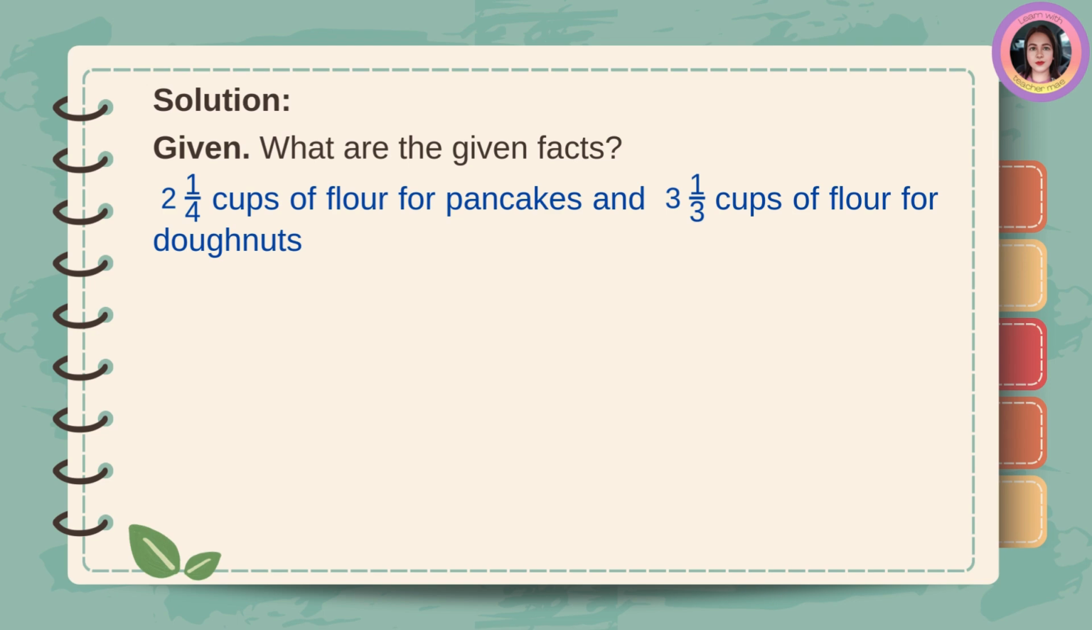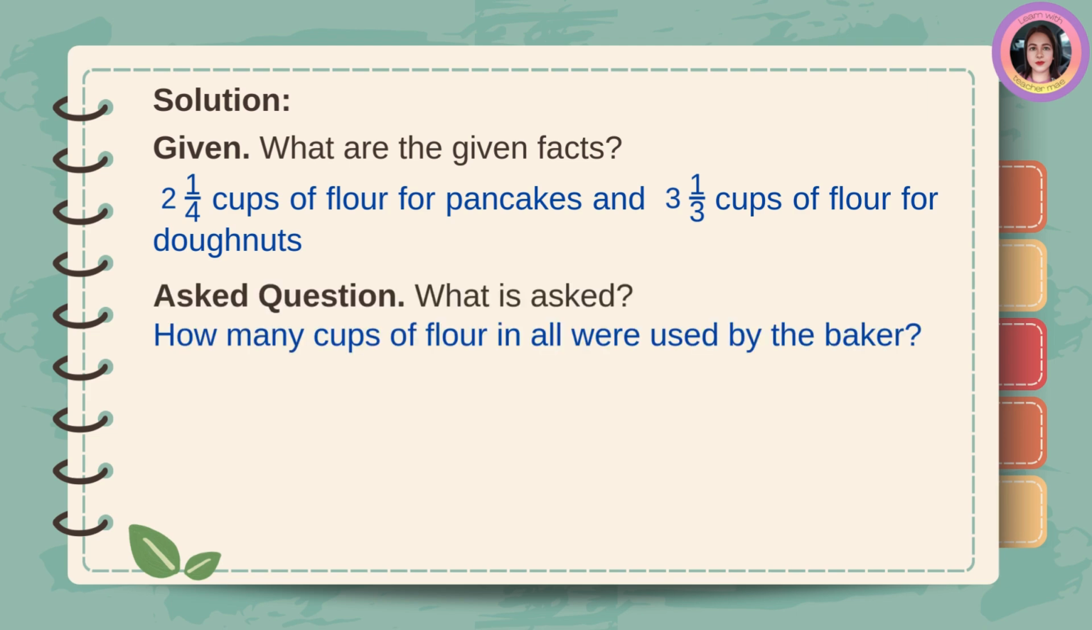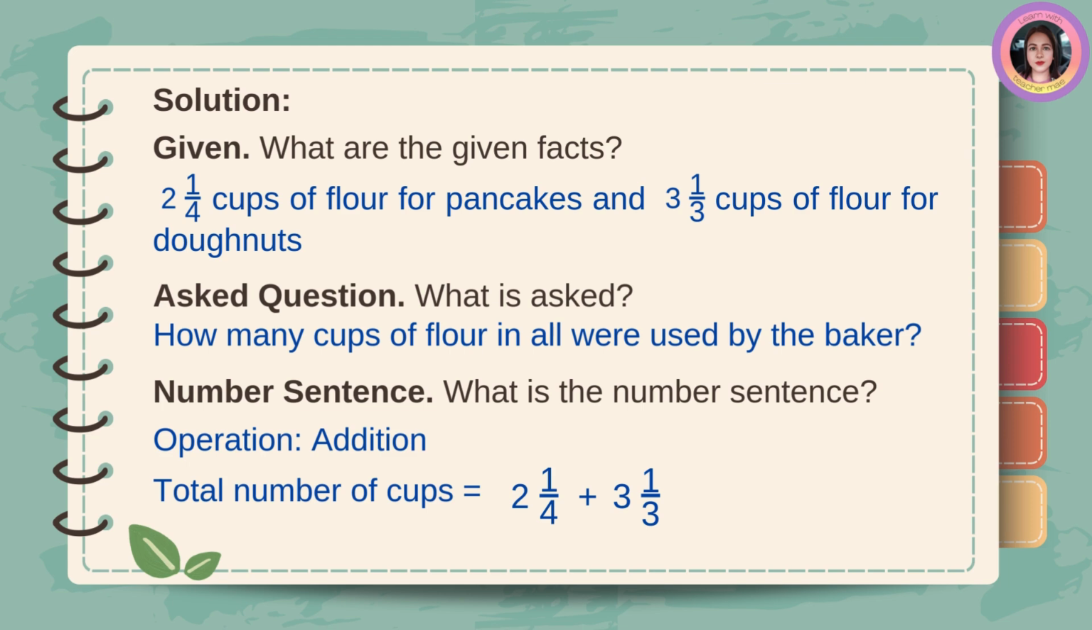Solution. Given: what are the given facts? 2 and 1/4 cups of flour for pancakes and 3 and 1/3 cups of flour for donuts. Asked question: what is asked? How many cups of flour in all were used by the baker? Number sentence: what is the number sentence? Operation, addition. Total number of cups is equal to 2 and 1/4 plus 3 and 1/3.